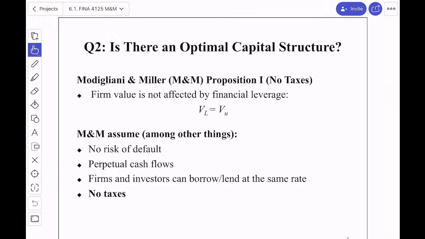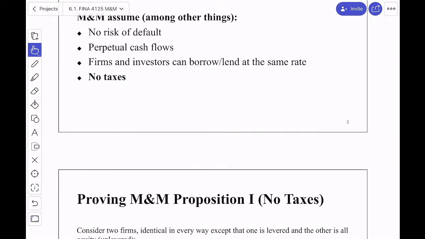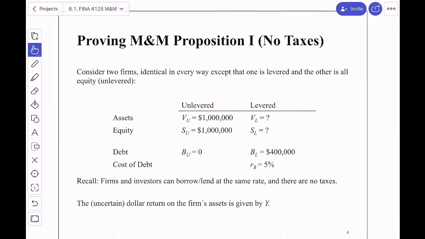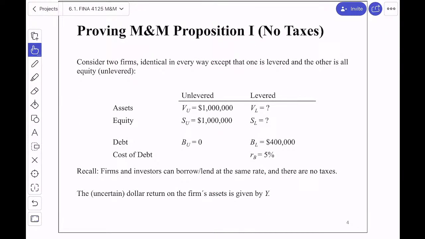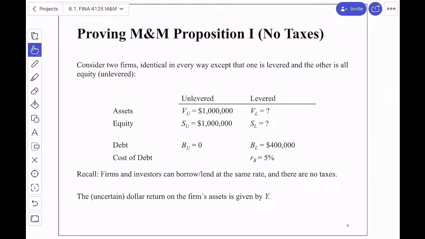So now I've got to show you how that could be the case. This is known as Modigliani-Miller, M&M, Proposition 1. Proposition 1 looks at the firm value. Proposition 2 will look at the effect on the cost of capital, okay?